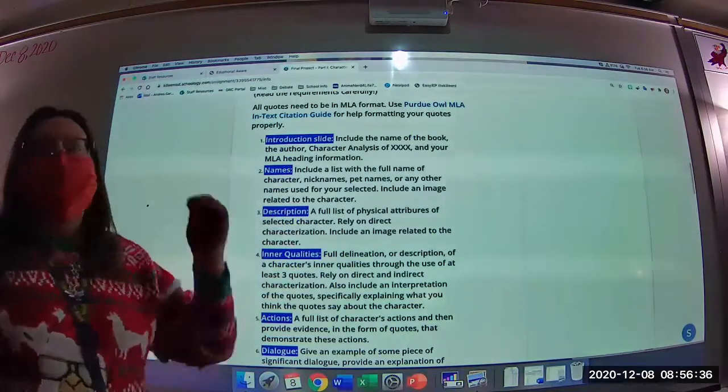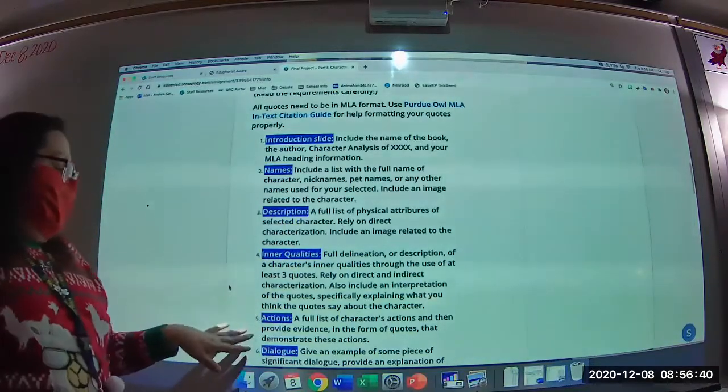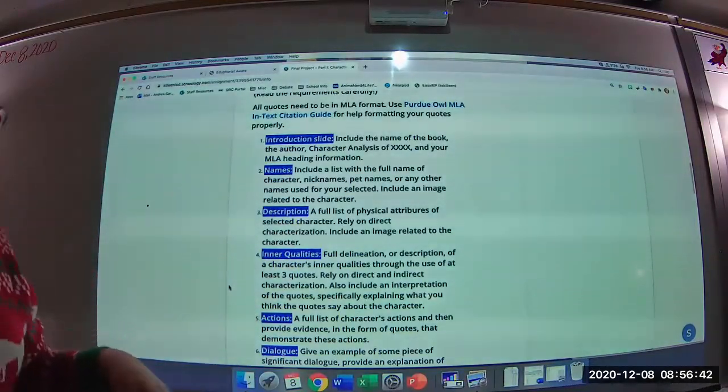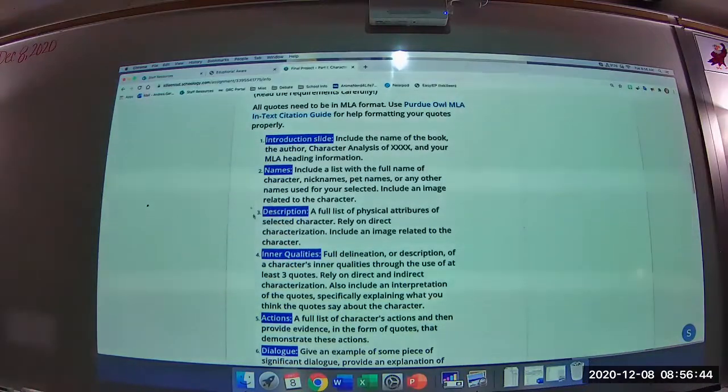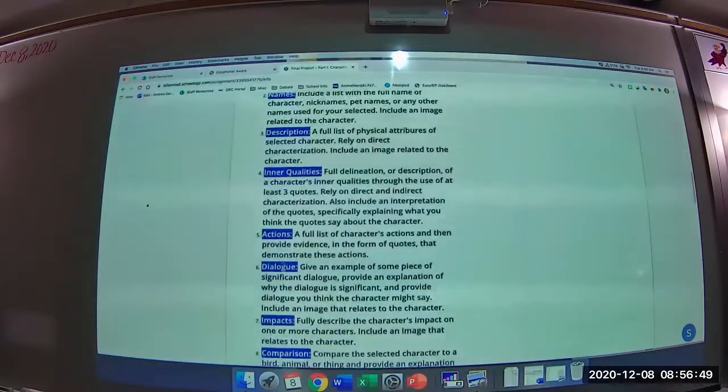Actions: some of these are going to be paragraph form, some of these are going to be bullets, and again, I'm going to show you. Actions, just a full list, okay? And provide evidence in the form of quotes that demonstrates these actions.